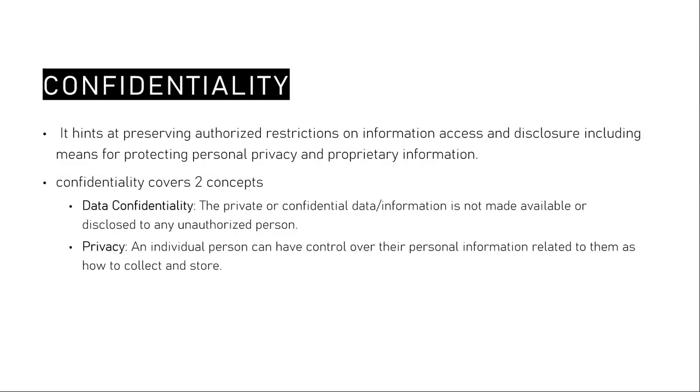First one is confidentiality. It suggests preserving authorized restrictions on information access and disclosure, including means for protecting personal privacy and proprietary information. Therefore, any loss of confidentiality is nothing but unauthorized disclosure of information. If there is leakage of some data or important information, it means some unauthorized person is accessing that information. So the term confidentiality covers two concepts here: data confidentiality and privacy.